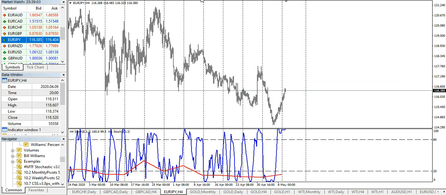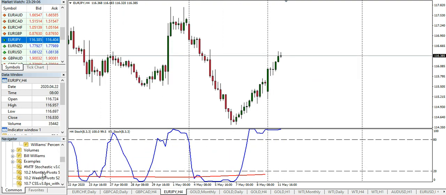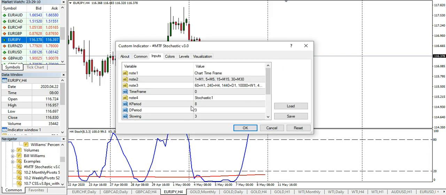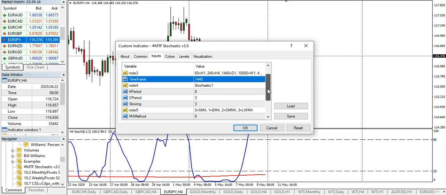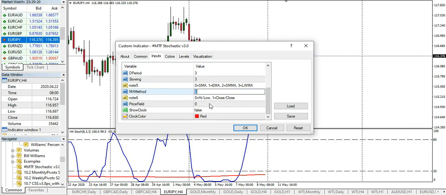Okay, and then I can do one more and bring in the daily stochastic. So I'm going to go here again. I'm going to change this to 1440 because that's what it is for a daily. I'm going to go down here. I'm going to change the setting to 1. I'm going to also change this to 1.